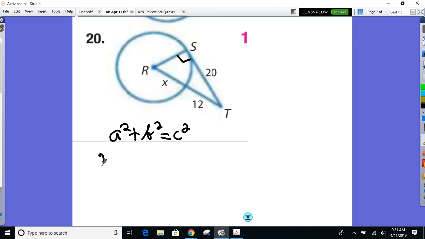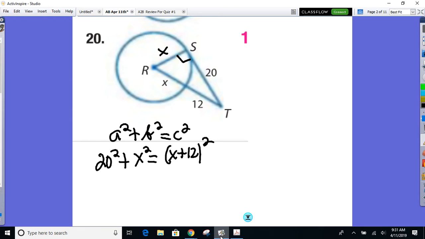20 squared. RS is the other leg. Well, it is correct, but why? What's this called right here? That's a radius. Any other radius will also be X. And how about the hypotenuse? Everyone all good? Second time I'm talking about this.